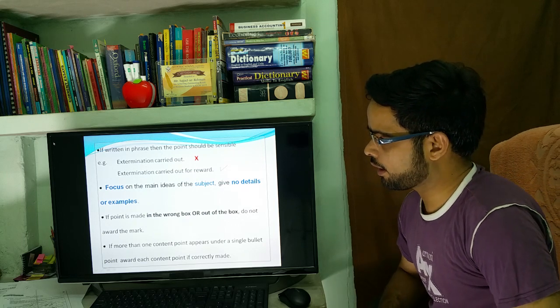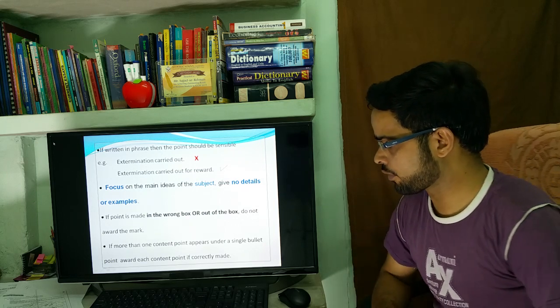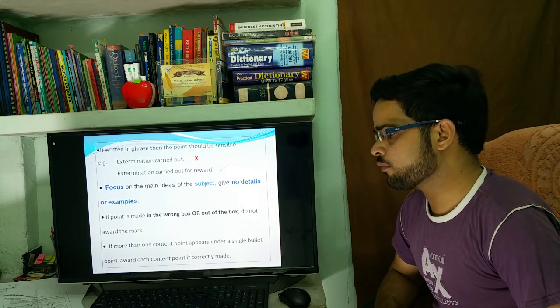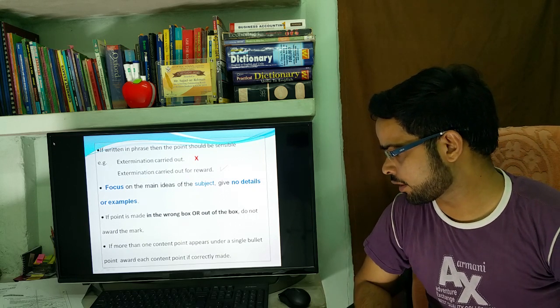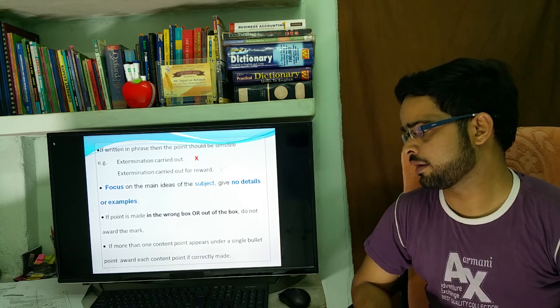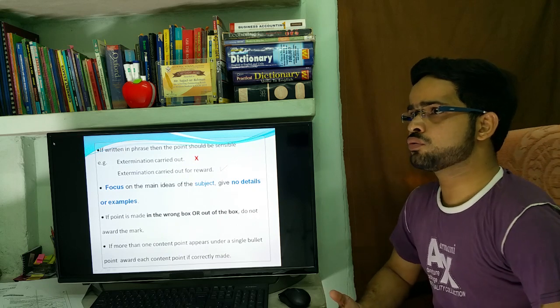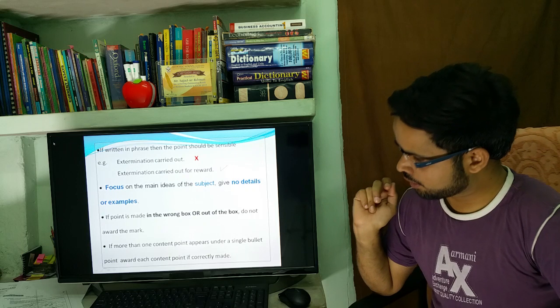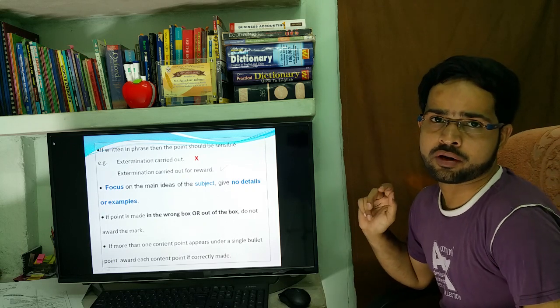If a point is made in the wrong box or out of the box, do not award the mark. If more than one content point appears under a single bullet point, award each content point if correctly made. If you are writing 2 important points in one bullet, you'll be awarded 2 marks.